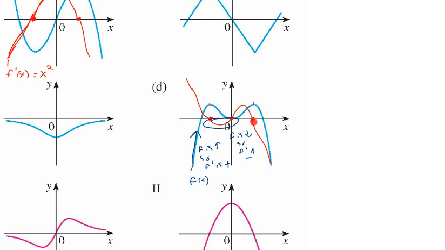So the derivative is all about the direction of the graph, right? The derivative tells us the direction. Okay?